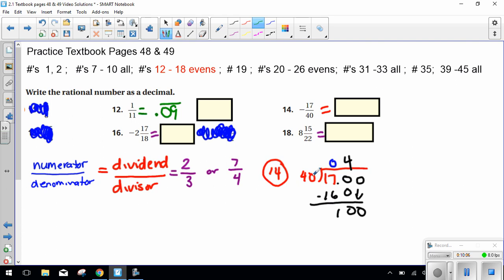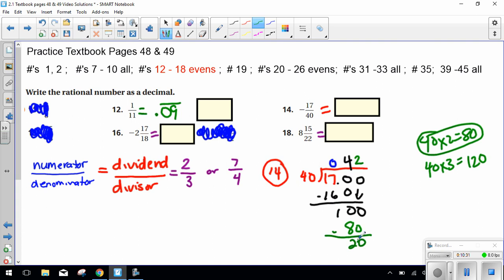So now how many 40s in 100? Well, 4 times 2 is 8, so 40 times 2 is 80. And 40 times 3, well, 4 times 3 is 12, add the 0. So it has to be times 2. That gives me 80 here. There's 20 left over. I'm going to add a 0 and bring down.